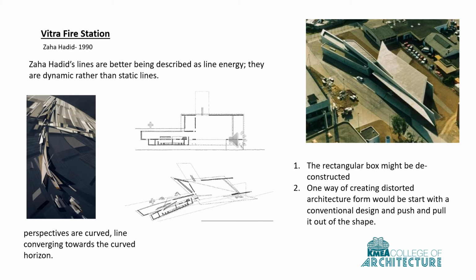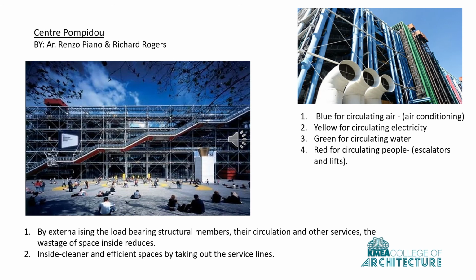Following Einstein's suggestion that space is curved, Zaha Hadid's perspectives are curved, with lines curving towards the curved horizon. The rectangular box might be deconstructed. Zaha Hadid took a step further to distortion. One way of creating distorted architectural form would be to start with a conventional design and push and pull it out of shape. Centre Pompidou.